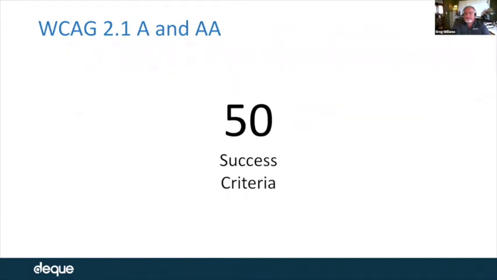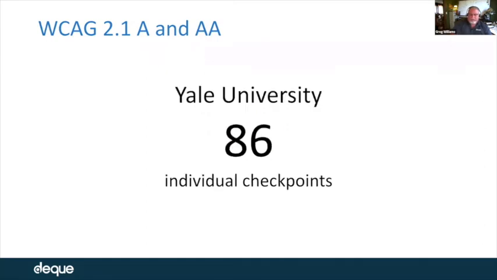Now, those success criteria can be broken down a number of different ways to test. Deque has their way that we break them down. We actually know that at Yale University, they break this down into 86 individual checkpoints, but checkpoints, tests, success criteria, whatever you want to call it, what you're really trying to do here is make sure you're translating those tests into accessible content, so you're meeting the success criteria within WCAG.